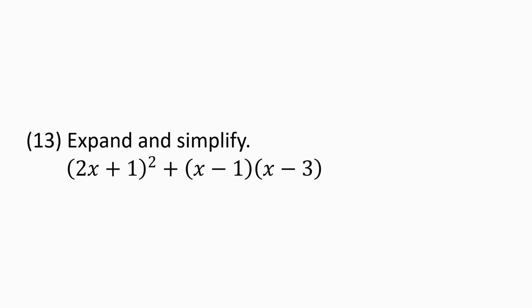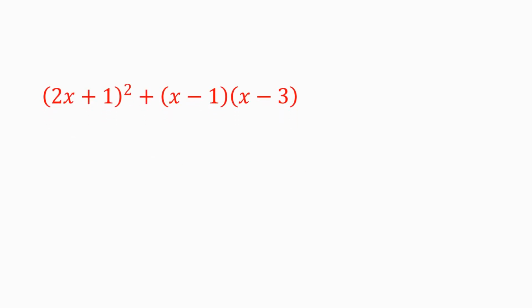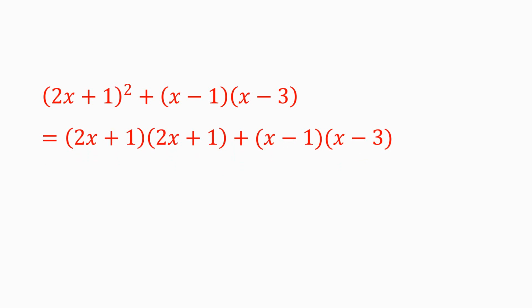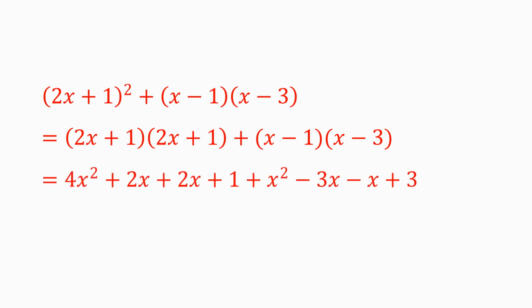Question 13. Expand and simplify 2x plus 1 squared plus x minus 1 into x minus 3. The first step, we shall expand 2x plus 1. We have 2x plus 1 into 2x plus 1, then plus x plus 1 into x minus 3. We shall use the FOIL method of expansion. So the first term, we have 2x times 2x, that is 4x squared, then plus 2x times 1, that is 2x, 2x times 1 is 2x, and 1 times 1 is 1.